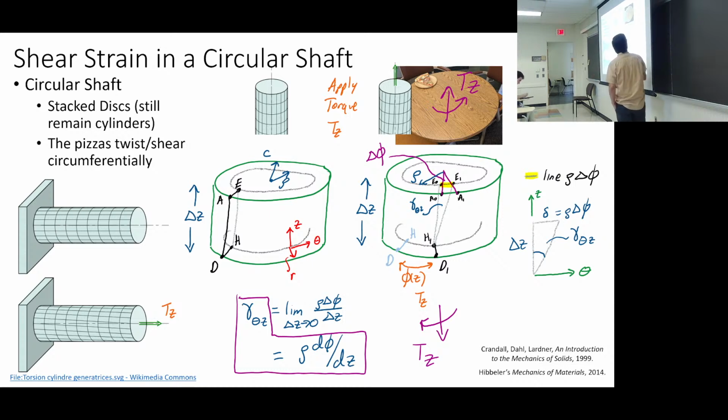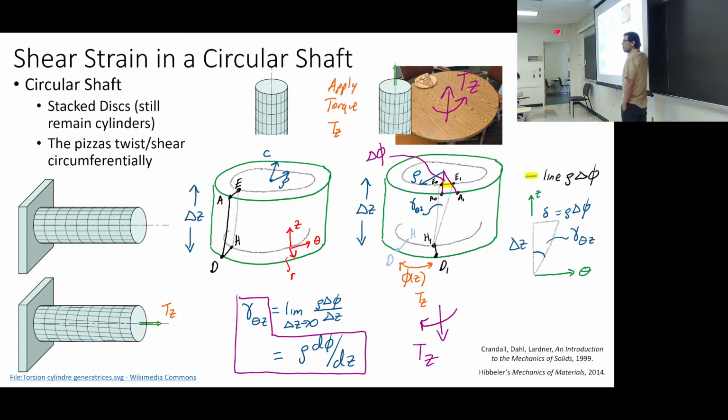That's all I've got, is that arc length. And we're going to make some approximations. We're going to say it's not really an arc, but a line. Why? Because it's a small angle rotation, so arc versus line, it's the same thing.